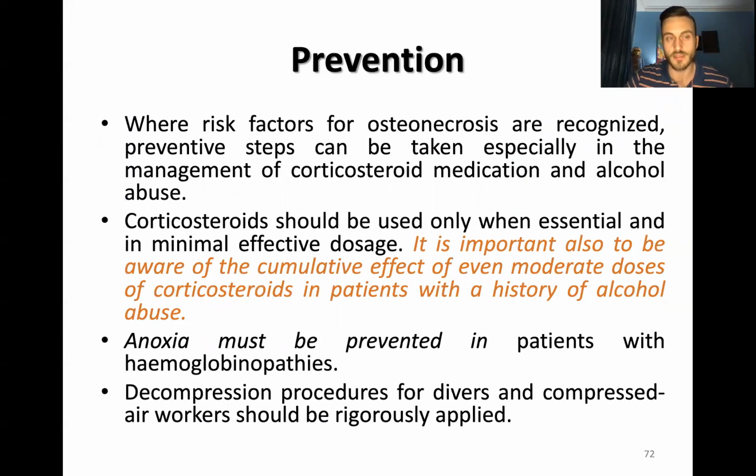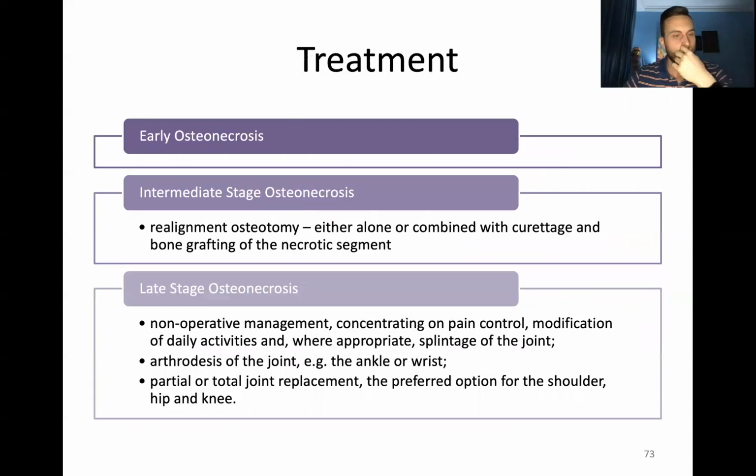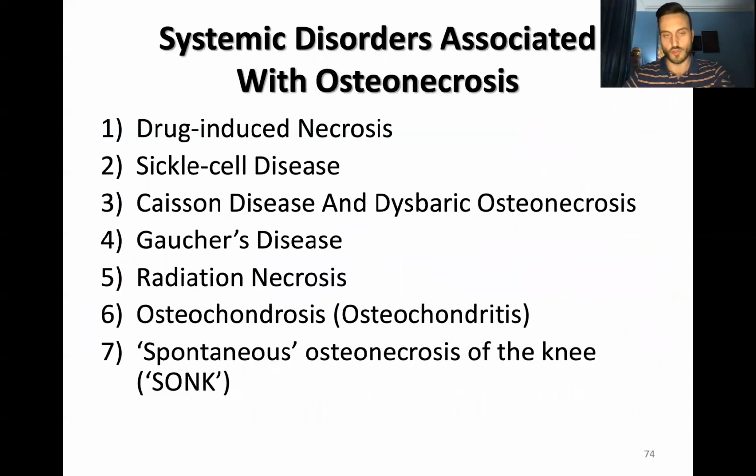The most important part is prevention and prevention and prevention, okay? Alcohol use, cortisone, these people who are in their occupation, they have to take care. So we have to prevent anoxia, especially if your patient is having sickle cell disease, be careful for anoxia. Treatment, early osteonecrosis, conservative. Intermediate, sometimes we have to do realignment osteotomy because if we keep the pressure on this bone, it will collapse. So we do something called realignment osteotomies. Late stages, sometimes we do non-operative management, sometimes we do arthrodesis or total joint replacement.